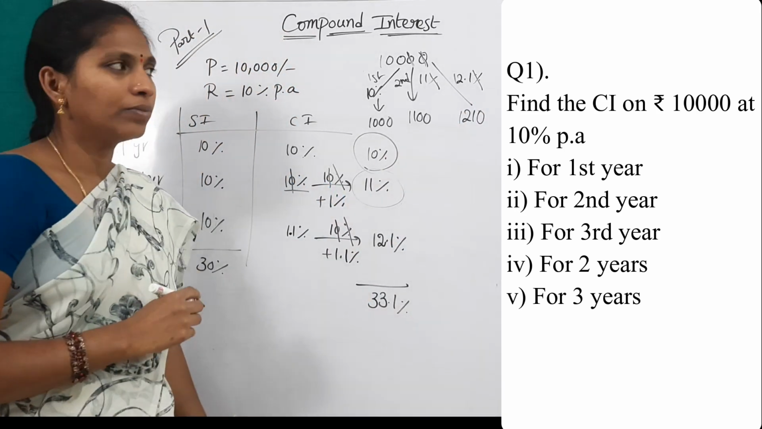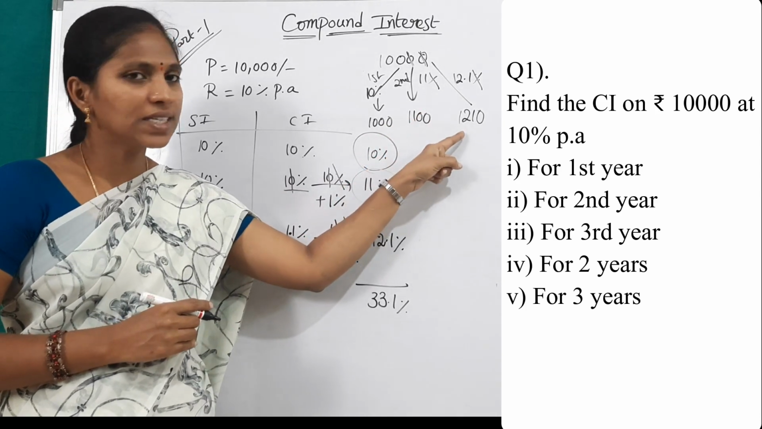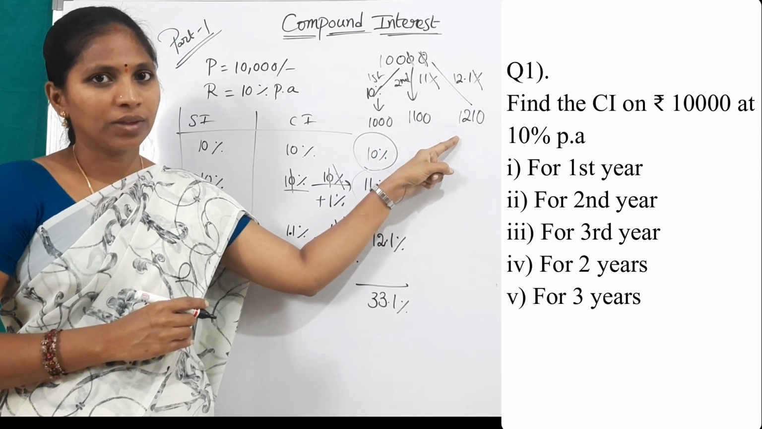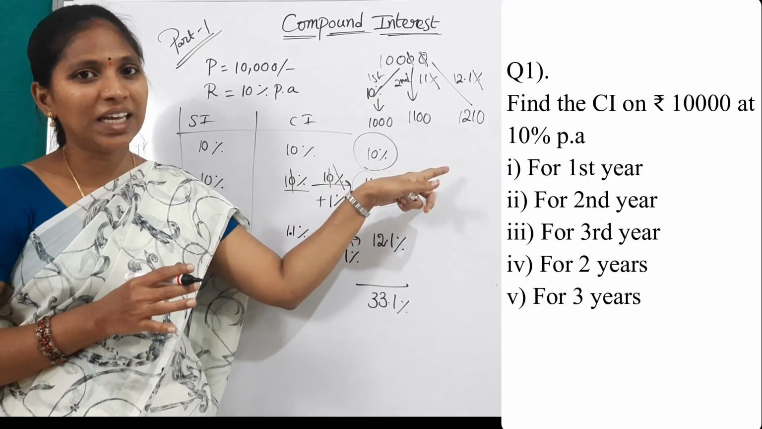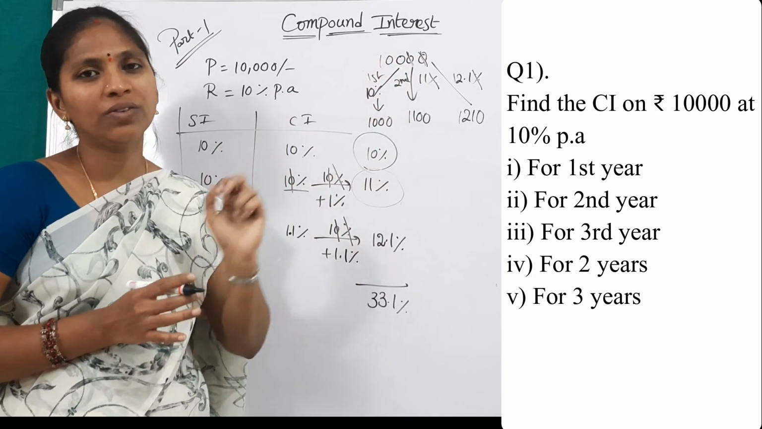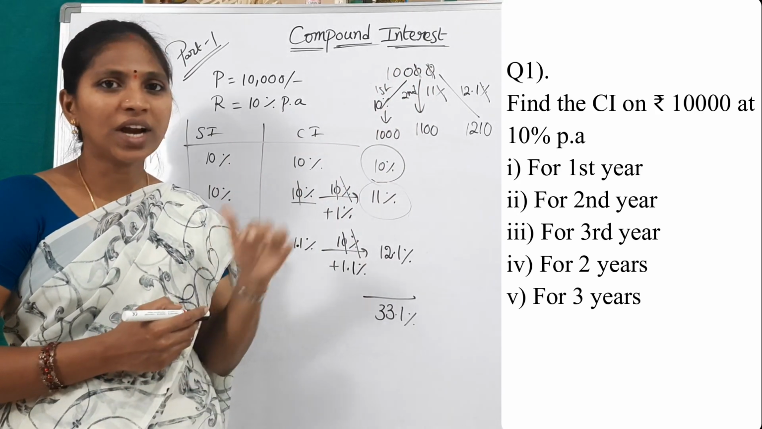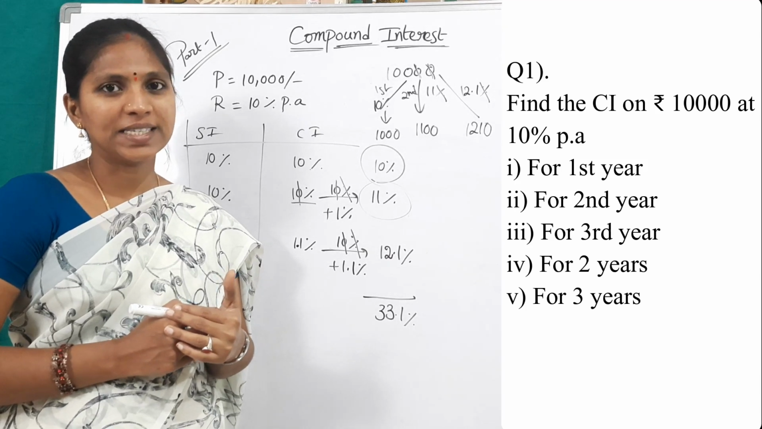1210. This is interest for first year, this is interest for second year, and this is interest for third year. If you want to calculate the total compound interest for 3 years, then 33.1 percentage on this 10,000 will be the answer. I hope you understand these two methods. Let me explain second example.